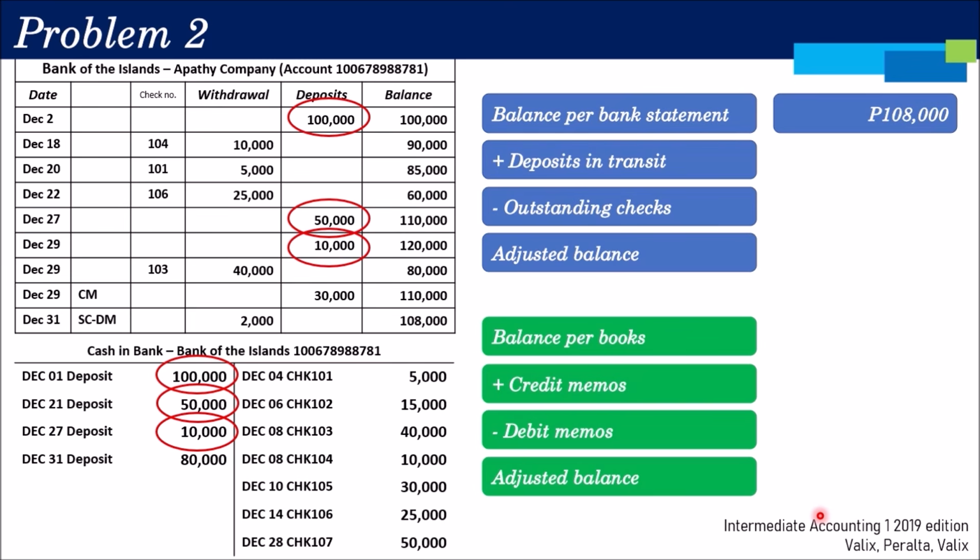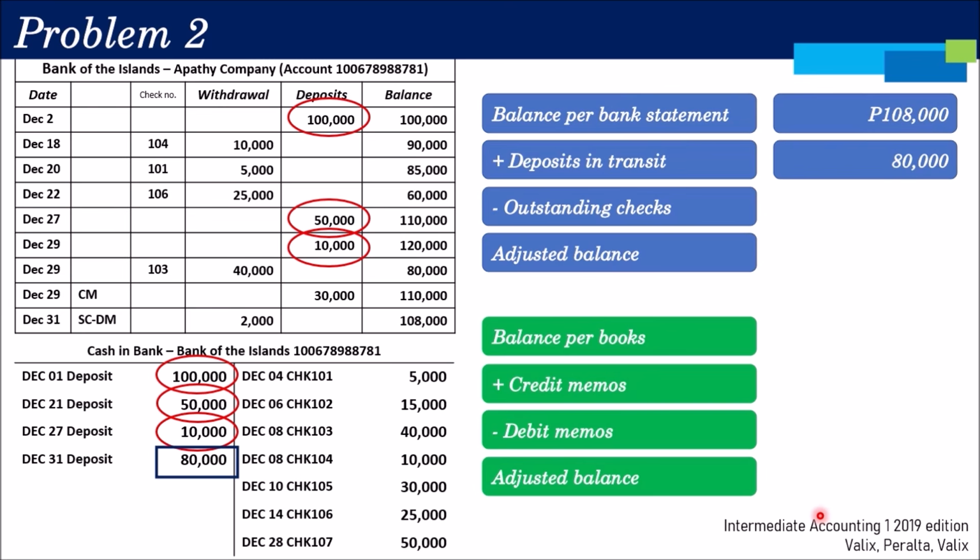Tapos, December 31 deposit na 80,000. May nakikita ka pa po bang deposit na 80,000? Parang wala na. Ano nga po uli ang concept ng deposit in transit? Recorded in the company records as a deposit but is not yet reflecting in the bank statement. Automatically, your 80,000 is your deposit in transit.